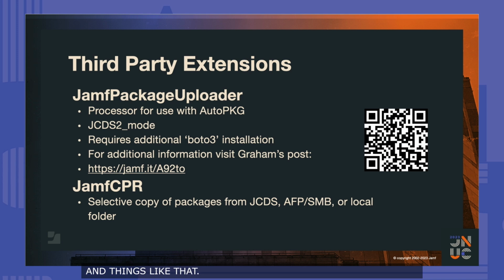I do want to also call out, we do have some third-party extensions that we've been able to work with, and so the Jamf Package Uploader, it's a processor for use with AutoPkg. It was developed by Graham Pugh, who's already been updating his work to work with JCDS2 with the API endpoints. The QR code that you see on the screen goes directly to his blog. He does have a post about JCDS2 up there with a new JCDS2 mode flag, and then that can be used with the endpoints so that you can use the uploader.